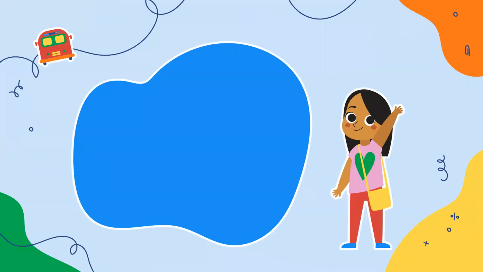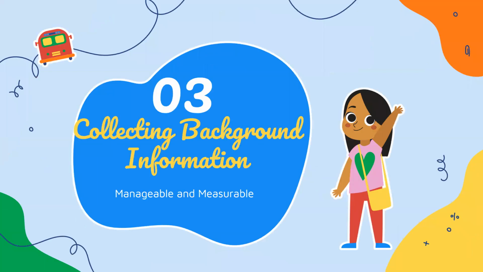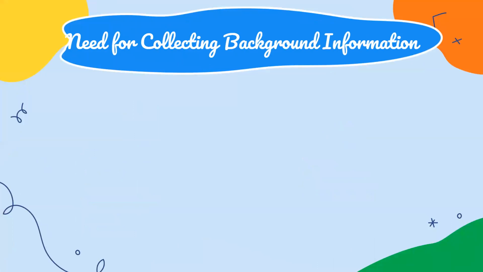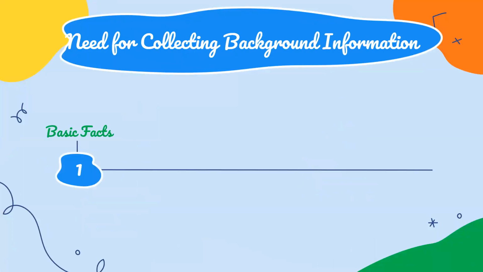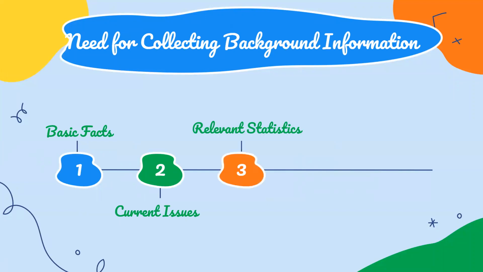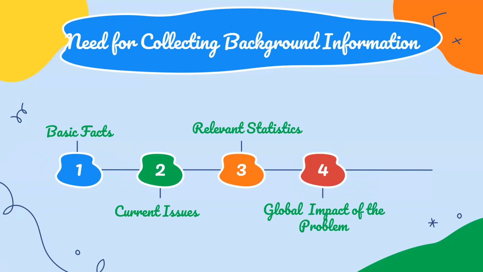And now let us move on to the third step, and that is collecting background information. Background information will help us to find out whether the research topic that we have selected is manageable and measurable. So, when we collect the background information, we need to find out information like the basic facts about the particular topic that we have selected, then the current issues related to the topic, the relevant statistics available, then the global impact of the problem, and of course, the future aspects.